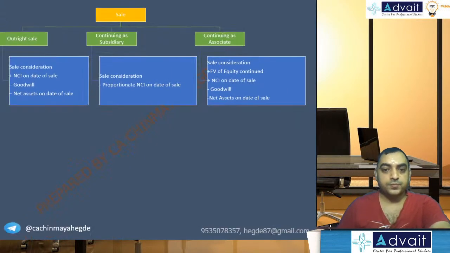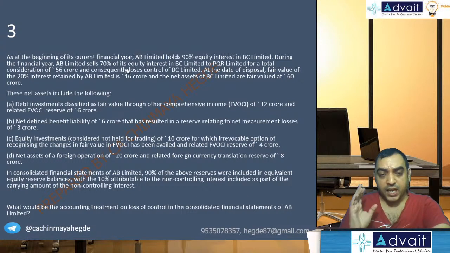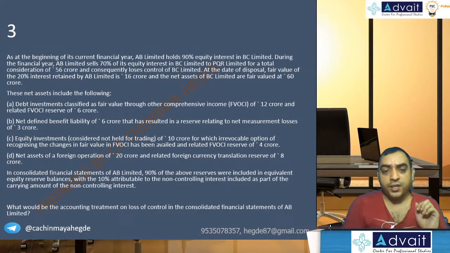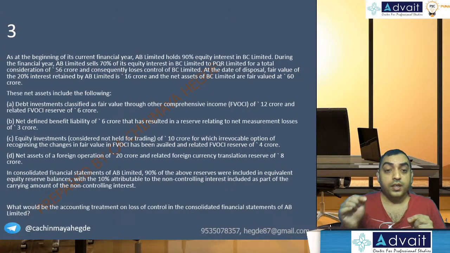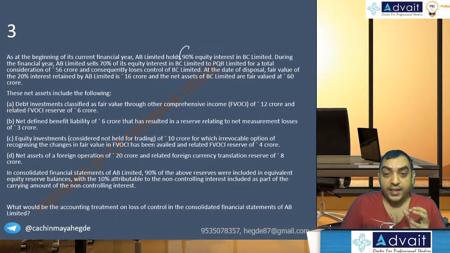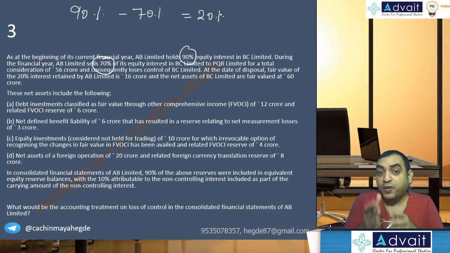Let's go further to problem number 3, which has all these elements. Question number 3. As at the beginning of its current financial year, AB Limited holds 90% of equity interest in BC Limited. During the financial year, AB Limited sells 70% of equity interest in BC Limited to PQR Limited for a total consideration of 56 crores. Consequently, it loses the control of BC Limited. So you had 90%, you sold 70%, so remaining you will have 20%. This will fit into our last category. This is where many of you are having doubts. We are doing a problem.